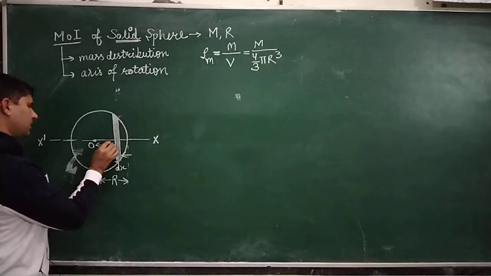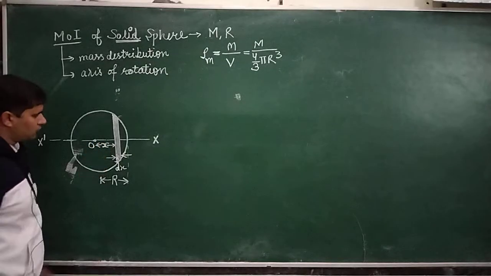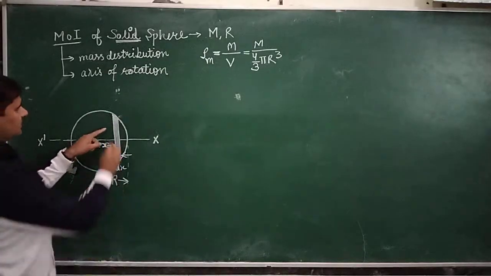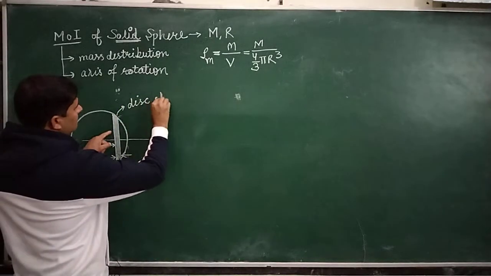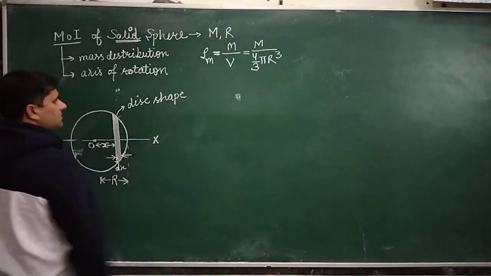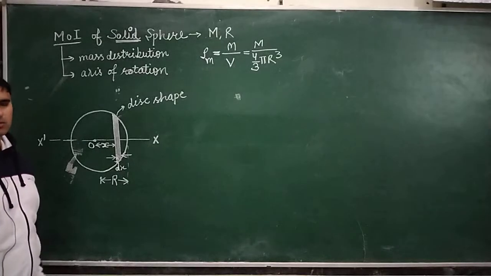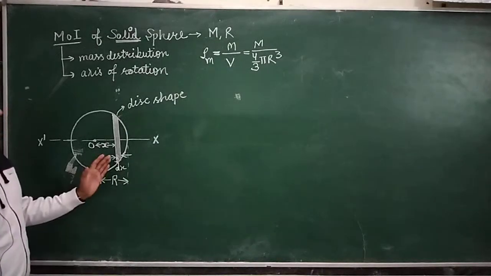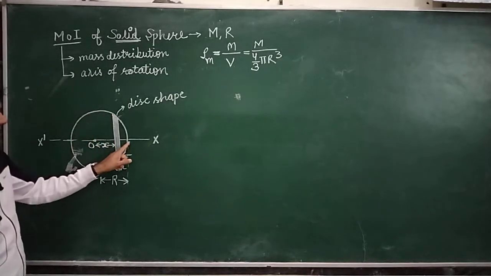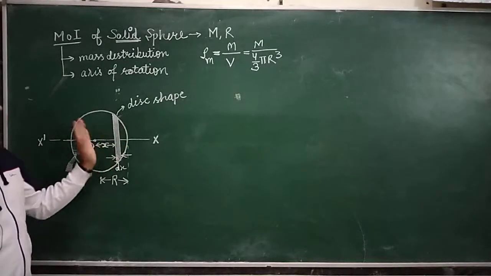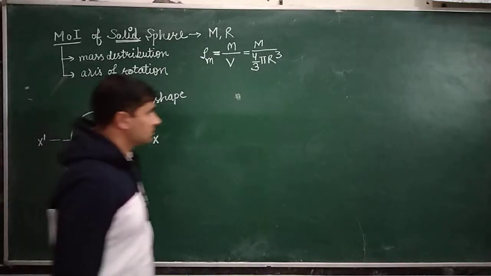Now you are to think of the shape of this slice. This slice will be of disc shape. And we know the moment of inertia of a disc is 1 by 2 MR square. So if we add the moment of inertia of all slices from this point to this point, then we will get the moment of inertia of the solid sphere. So here we are using the trick.